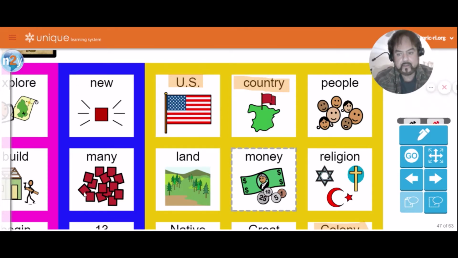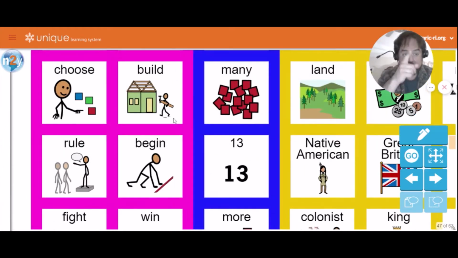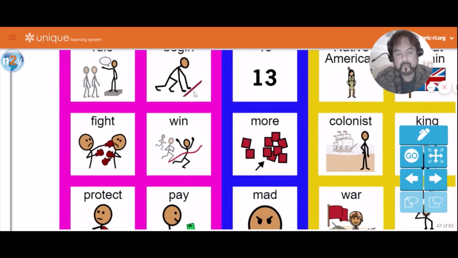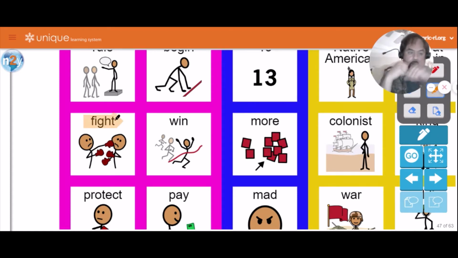Fight. Not a good word. You shouldn't fight. Two guys fighting with each other. That's the graphic on our communication board here for fight.